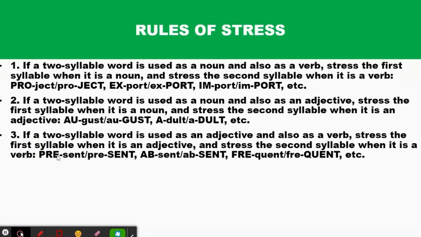Let's go to rule number three. If a two-syllable word is used as an adjective and also as a verb, stress the first syllable when it is an adjective, and stress the second syllable when it is a verb. For example, present as an adjective, present as a verb; absent as an adjective, absent as a verb; frequent as an adjective, frequent as a verb, etc.